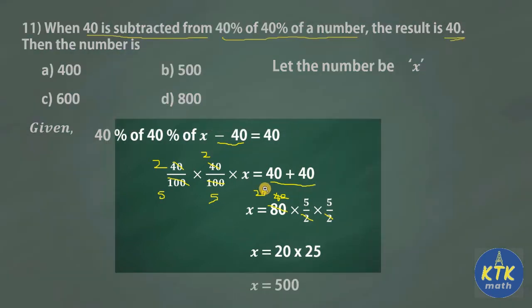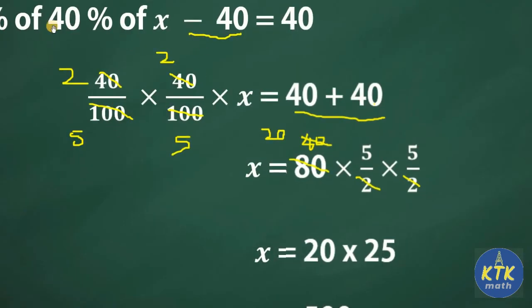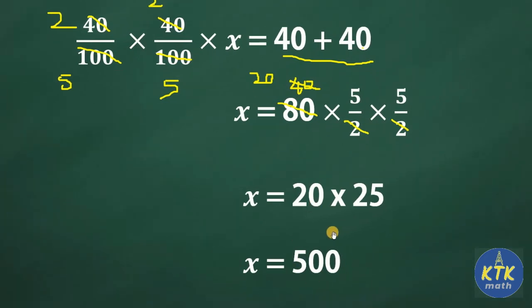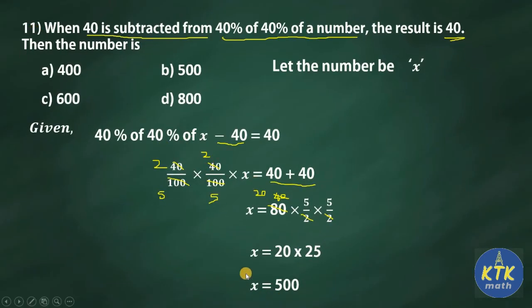So be careful with the cancellations done here. Whatever cancellations you are doing, it must be done without mistakes. Then only you can get the correct answer, 500. So the answer for your 11th question is 500.